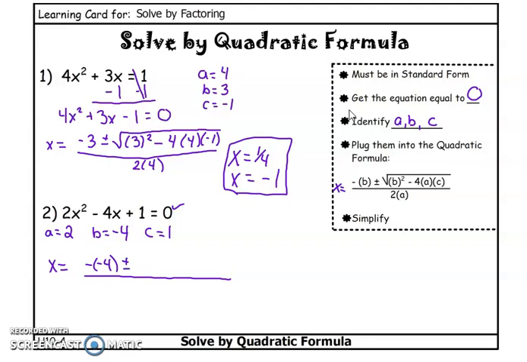Then we have our plus or minus, and then here we have our really long square root. Inside this square root, we have our b value, which is -4, and we're going to square it, minus 4 times a, which is 2, times c, which is 1. Hope you guys are getting this down. And then in the denominator, everything is divided by 2 times our a value, which is 2. All right, so let's practice typing that in the calculator.